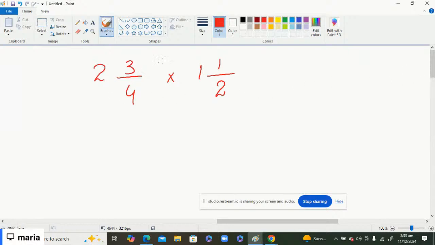So here is 2 and 3/4. To convert it, multiply these two and add this: 4 times 2 is 8, 8 plus 3 is 11, so 11 by 4. Then for 1 and 1/2, multiply these two and add this: 2 times 1 is 2, plus 1 is 3, so 3 by 2.